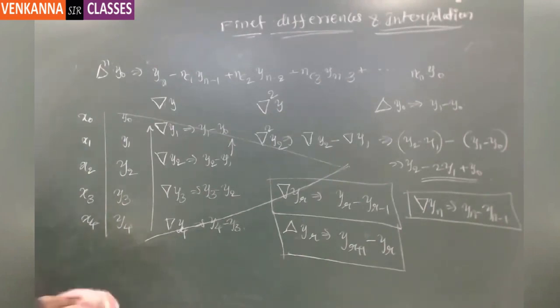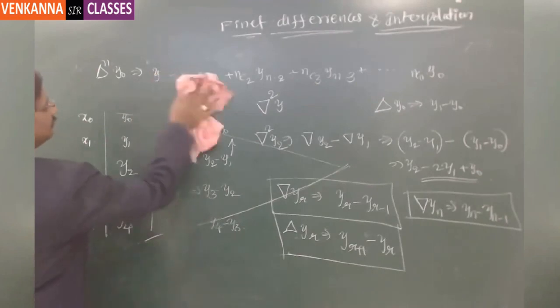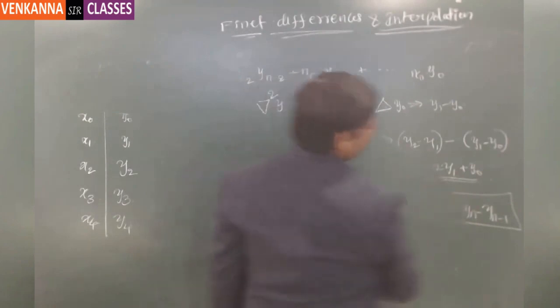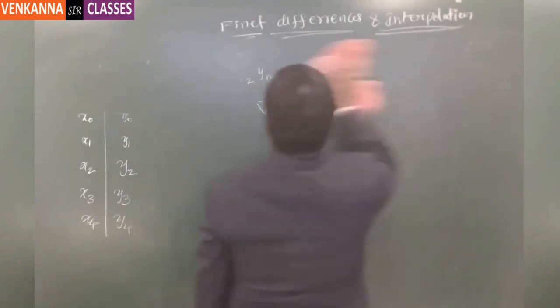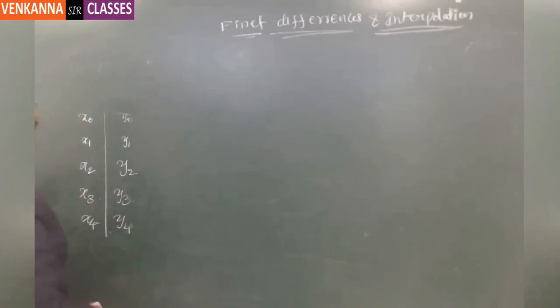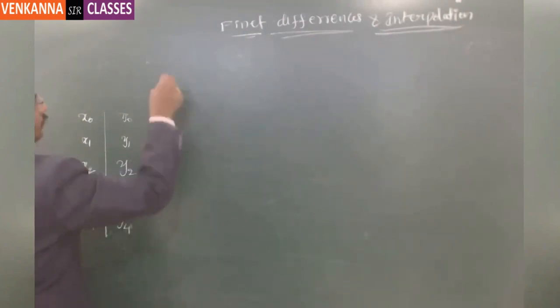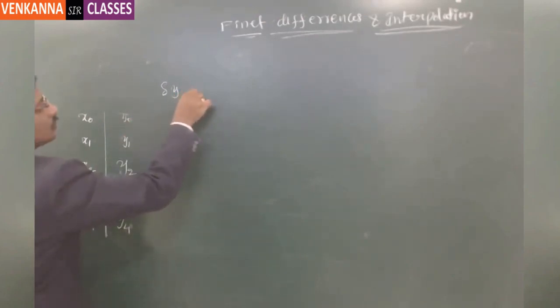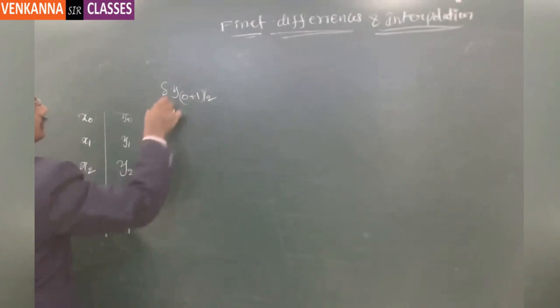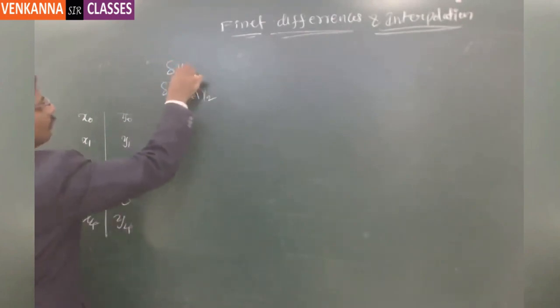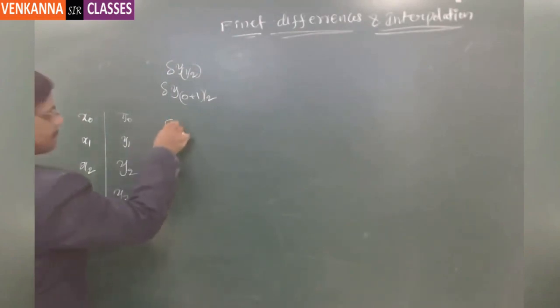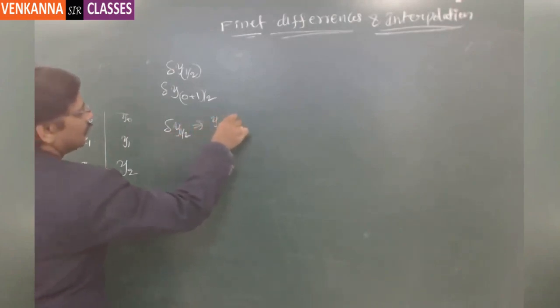So the central difference is also the same thing, but expressed in terms of the middle. Here delta of y, so here y0 plus, so this is 0 plus 1 by 2. So this is delta of y 1 by 2. This is how it will be expressed. So delta of y 1 by 2, this value is expressed as y1 minus y0.